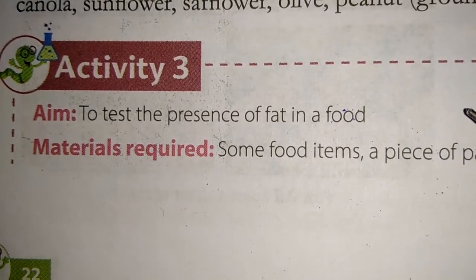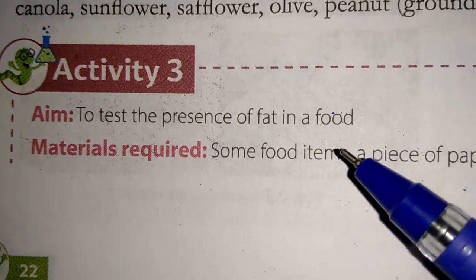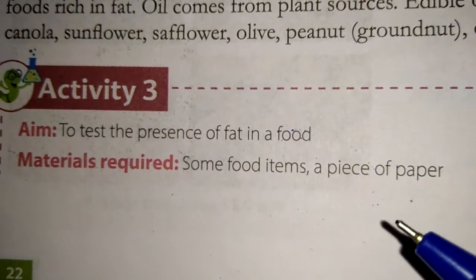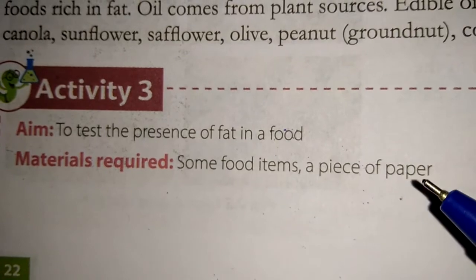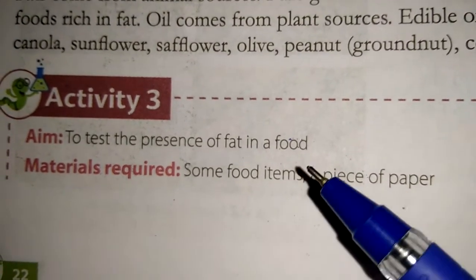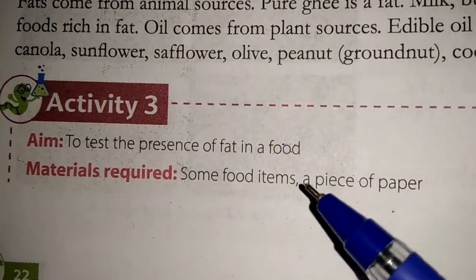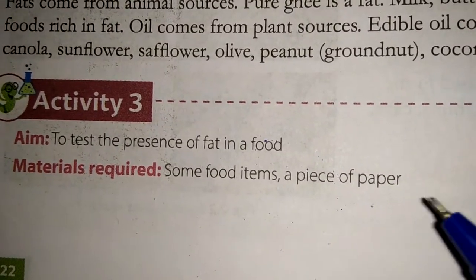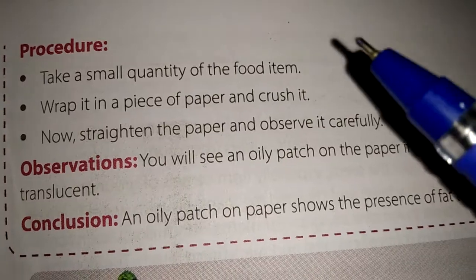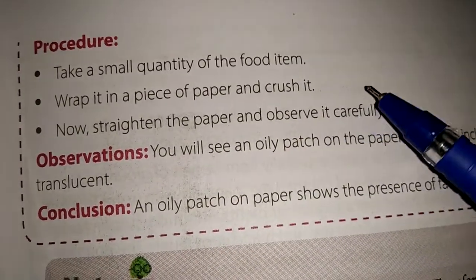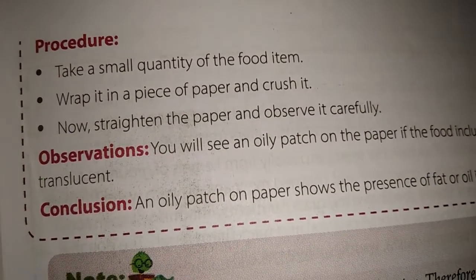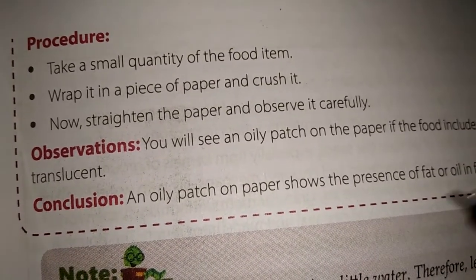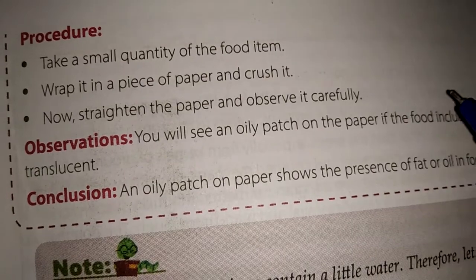Now students, let's see the activity. The activity is to test the presence of fat in a food. That means how you will check whether your food contains fat or not. The material required is some food items and a piece of paper. Now see the procedure. Take a small quantity of food item, wrap it in the piece of paper and crush it. Now straighten the paper and observe it carefully.